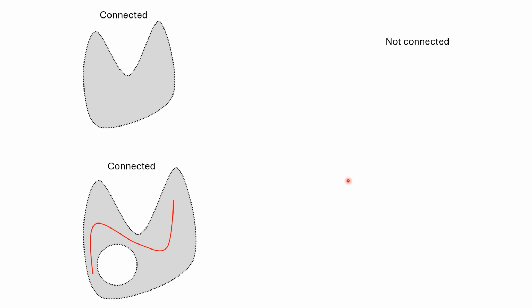Now, I should show you an example of not connected. So if we take these two circles together, you can take a point in here and a point in here, and there's no way of getting between the two points without leaving the set. So this is not a connected set.